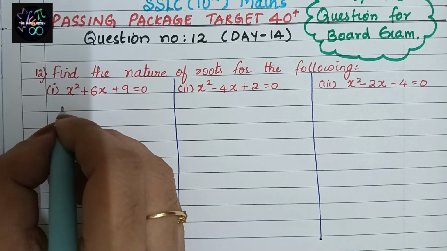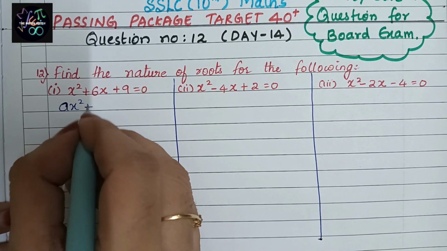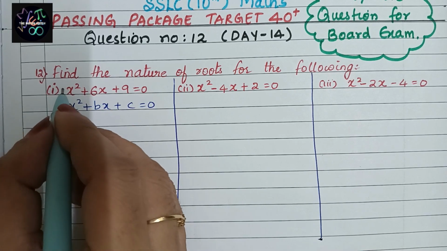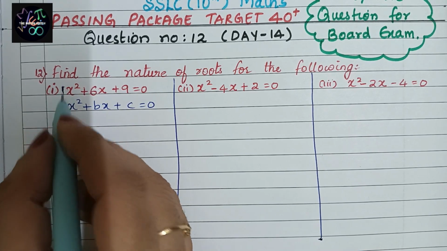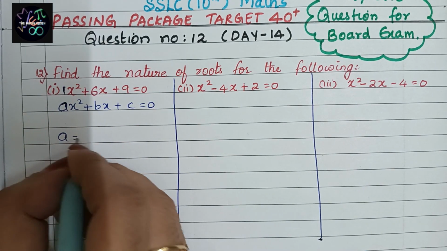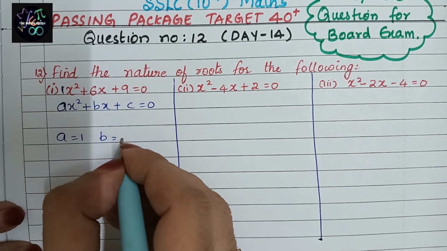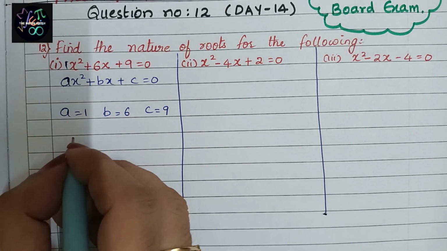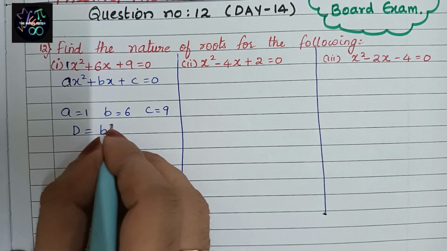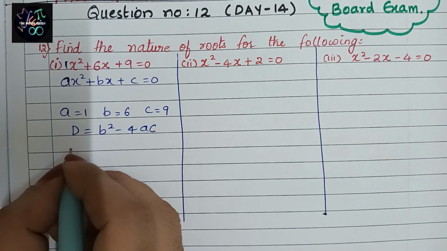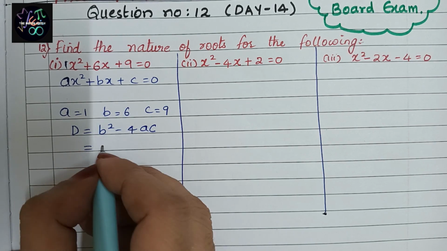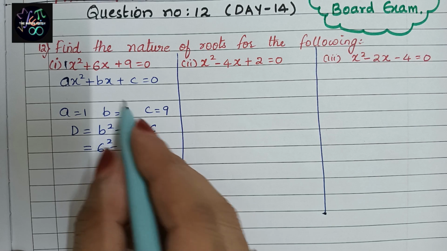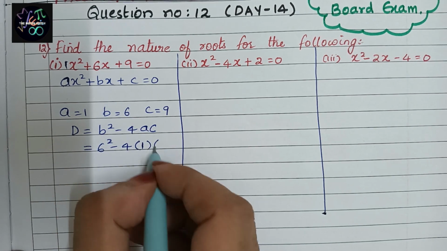First, we know the standard form of a quadratic equation is ax square plus bx plus c equal to 0. Now let us compare this equation. Here a value is 1, b value is 6, c value is 9. To find the nature of root, we have the formula D is equal to b square minus 4ac, which is 6 square minus 4 into 1 into 9.